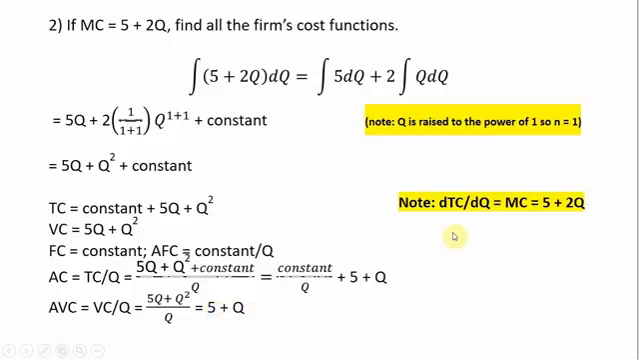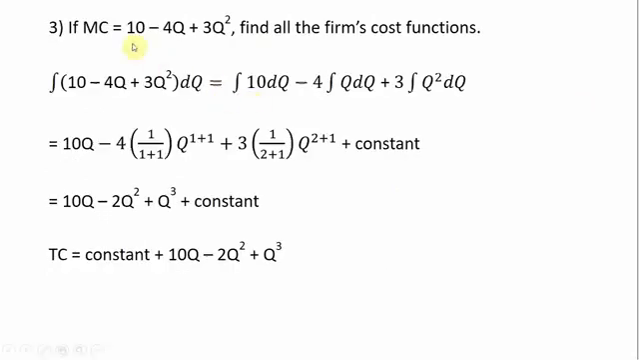And again, note here marginal cost. If we were to take the derivative of total cost, you'd get 5 plus 2q, and that's what we started this problem with. All right, and a slightly more complicated marginal cost function, which will be our last example. Marginal cost equals 10 minus 4q plus 3q squared. From here, we're going to integrate it to find total cost, and then go from there.